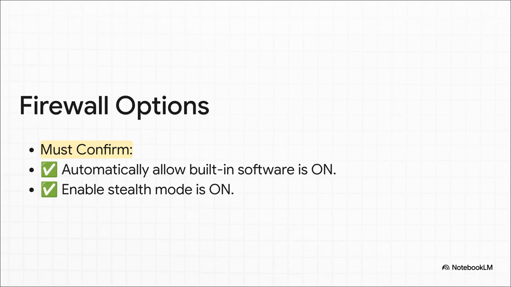After you've turned it on, you need to click the Options button. We just need to double-check 2 things in here. First, make sure the box next to Automatically Allow Built-in Software is checked on. That lets all the normal Apple stuff work. And second, make sure Enable Stealth Mode is also checked on. This makes your Mac practically invisible to hackers who are scanning networks for targets.